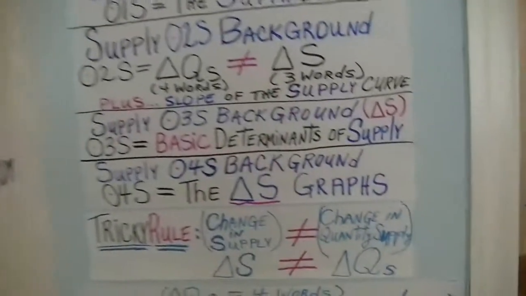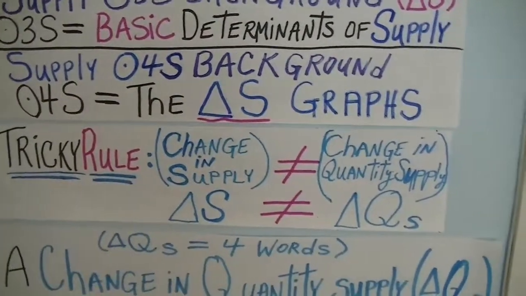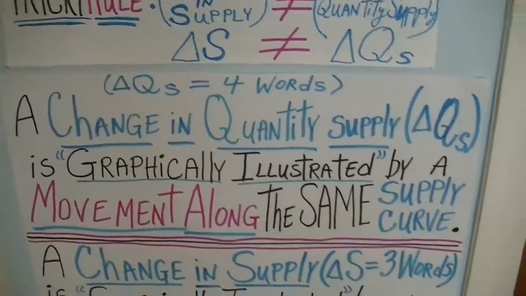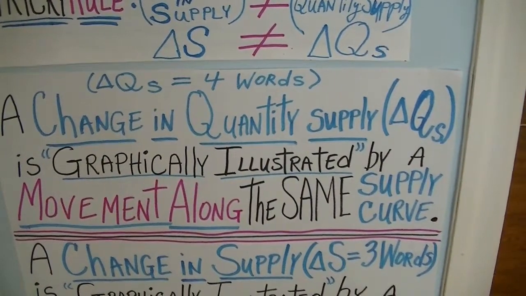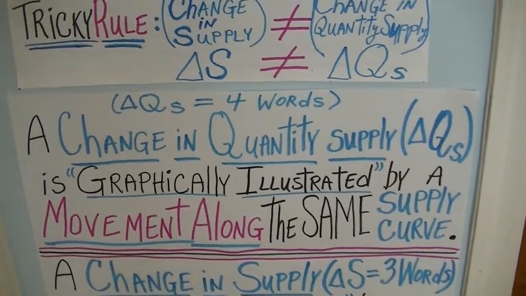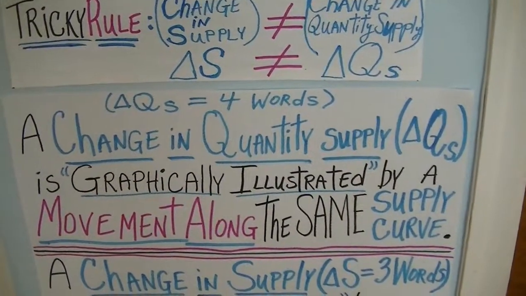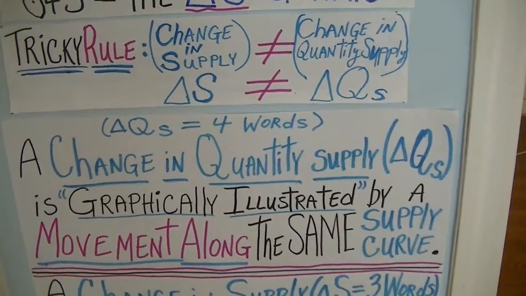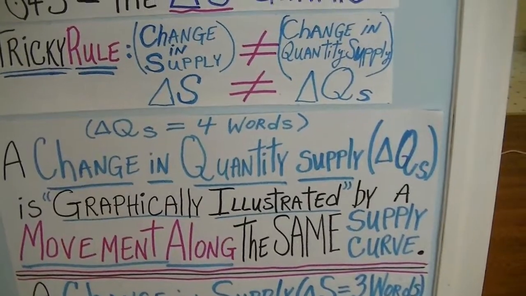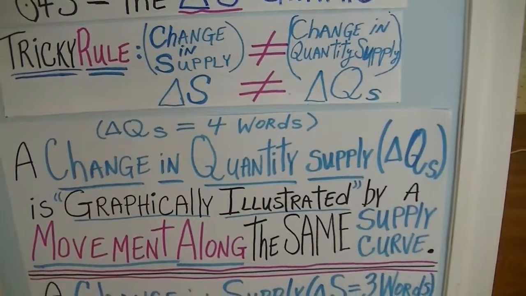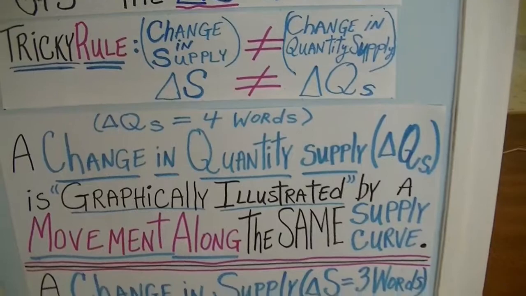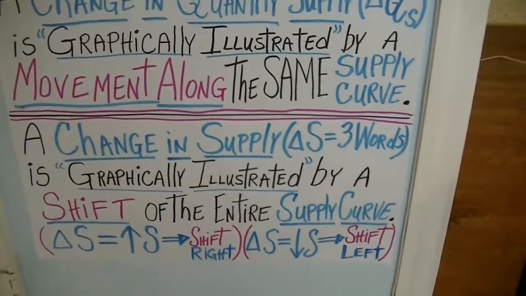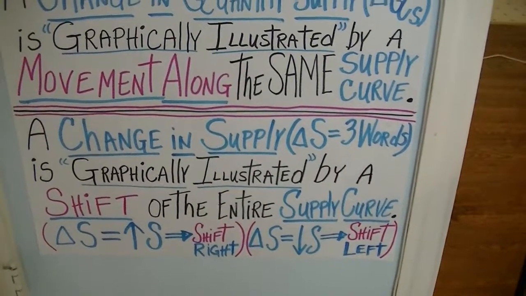Do you remember we said we had that tricky rule? A change in supply is not the same thing as a change in quantity supplied. When we had a change in quantity supplied, that was graphically illustrated by a movement along the same supply curve. On 2S, in video 2S, we said the only thing that would cause a change in the quantity supplied of summer dresses would be a change in the price of summer dresses, and that's graphically illustrated by a movement along the same supply curve. But if we switch to the three-word phrase, a change in supply, we're in the world of video 3S and 4S.